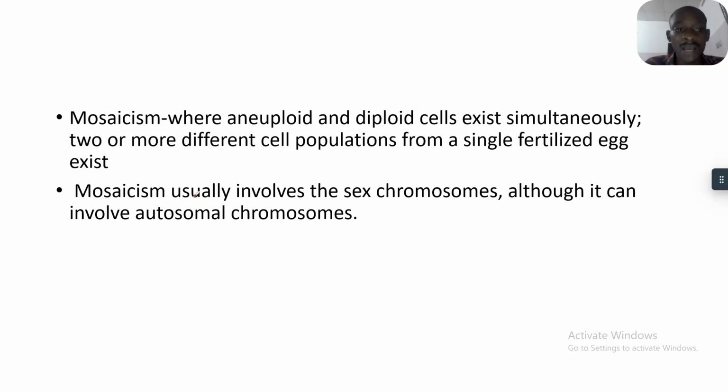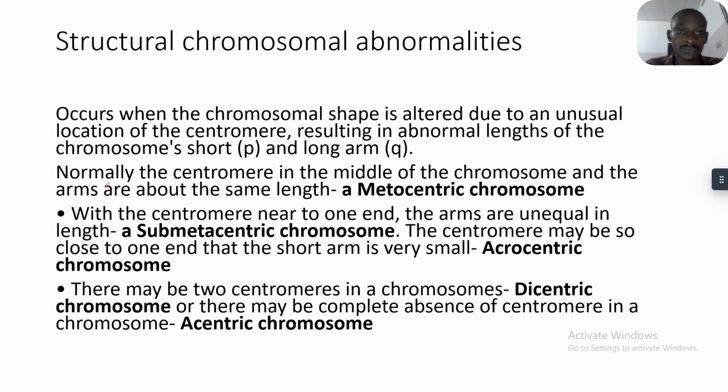Then how about mosaicism, where aneuploid and diploid cells exist simultaneously, that is, two or more different cell populations from a single fertilized egg exist. Mosaicism usually involves the sex chromosomes, although it can involve autosomal chromosomes. Now we just saw the numerical variations in chromosomal abnormalities. Now we'll be looking at the structural abnormalities.